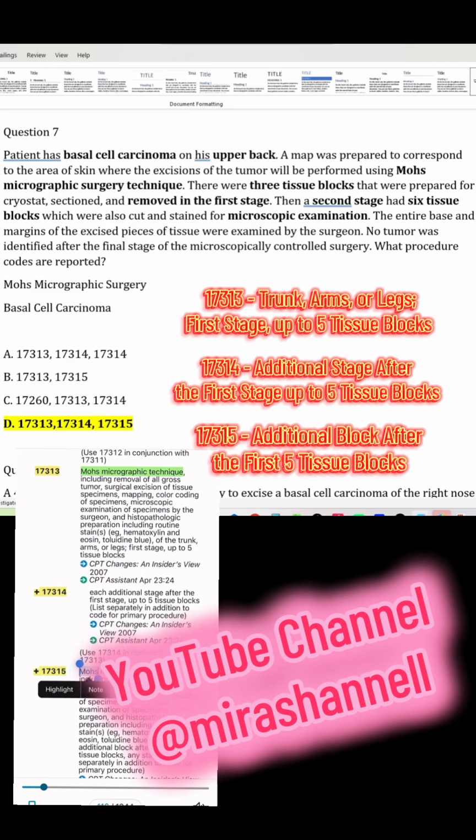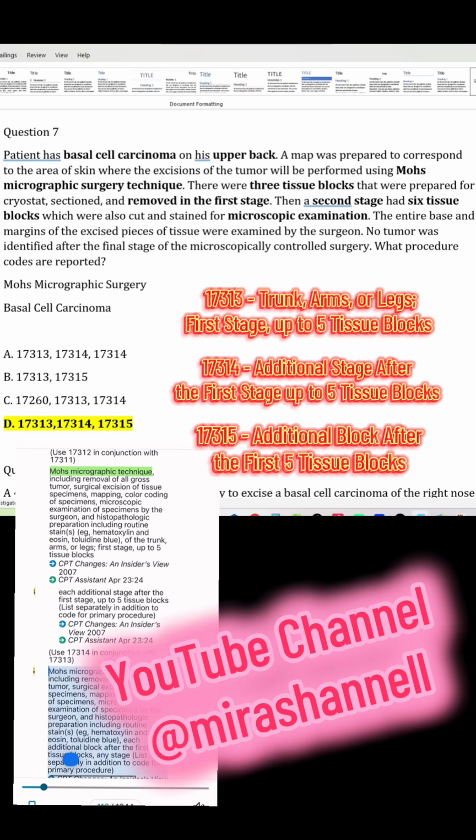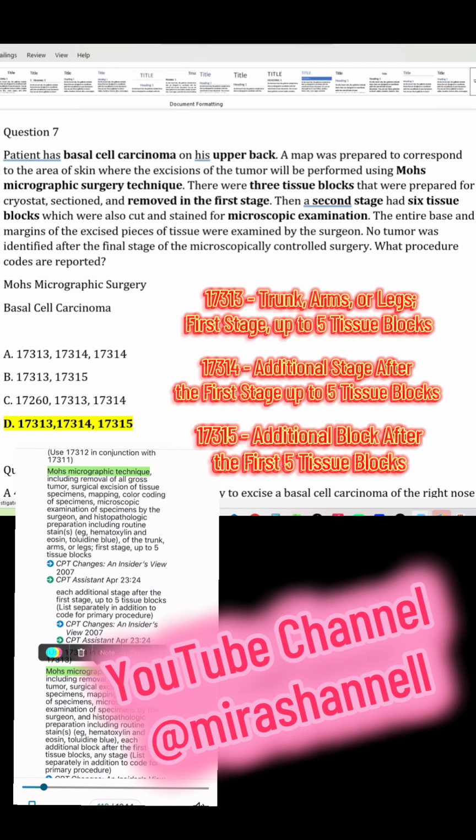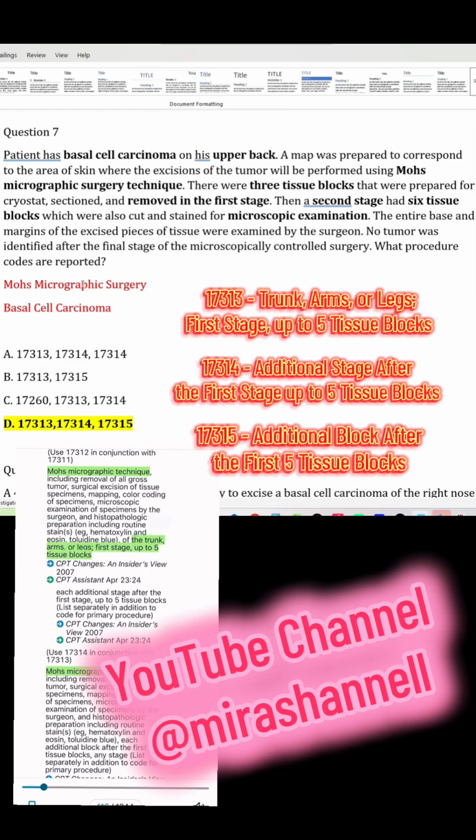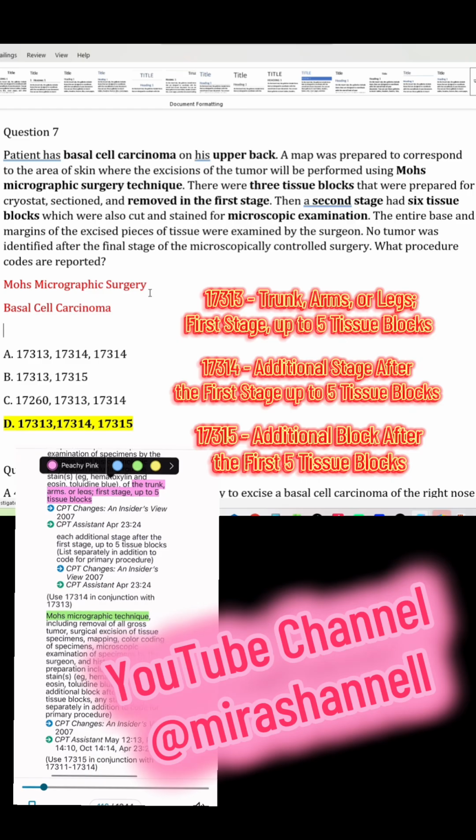Up on the screen, I did make sure I put the code ranges and what we need to highlight and take a look at. So we want to start with code 17313. We want to talk about trunk, arms, or leg, first stage up to 5 tissue blocks. Why that code, right? So up there where the first sentence is, where it says patient has basal cell carcinoma on his upper back is what we're looking at.